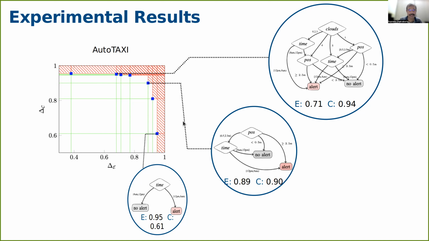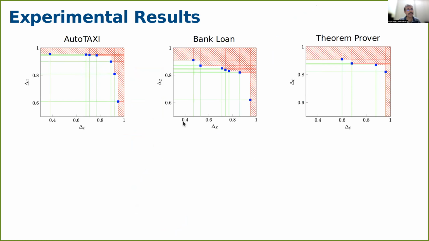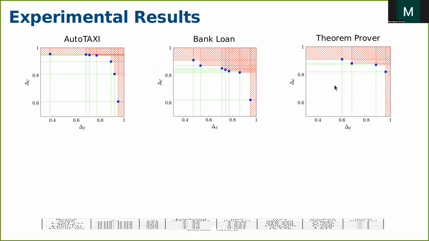So this choice should really be with the user. And we have done this experiment with other things also, like some bank loan examples, some theorem prover example. And in all of those, we get these curves.